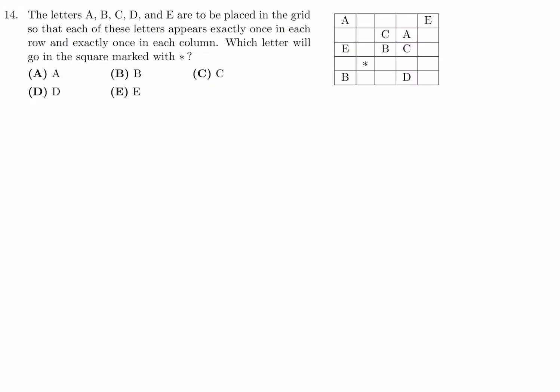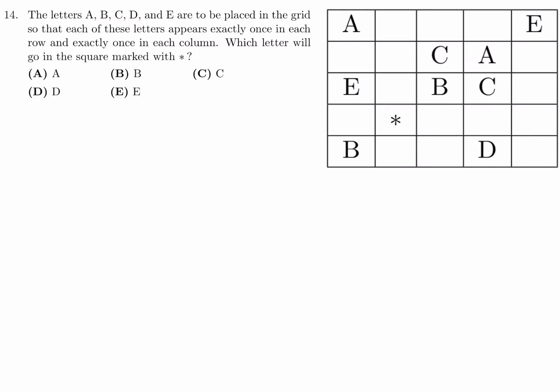The letters A, B, C, D, E are to be placed in the grid so that each of these letters appears exactly once in each row and exactly once in each column. What letter will go in the square marked with an asterisk? Well, let's concentrate on this column first. It has A, E, B. It doesn't have C or D. Well, C can't go here because C is already here and it can only appear once in each row. So C obviously has to go here, and therefore D will go there. That takes care of that.